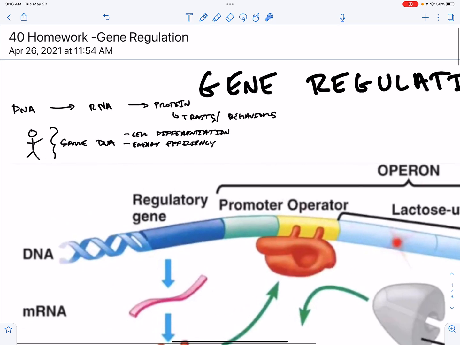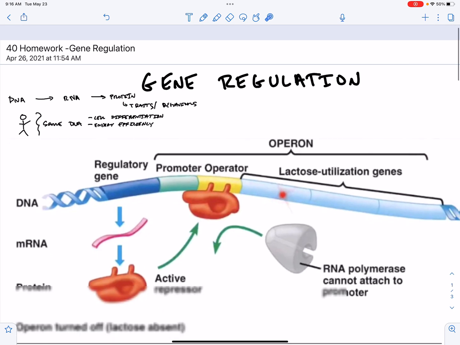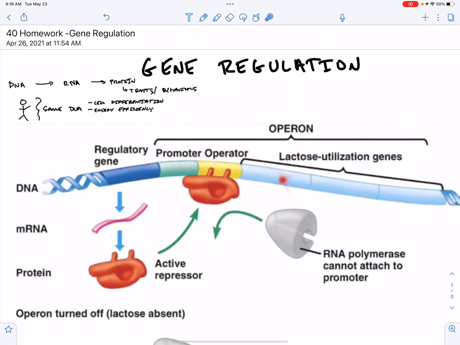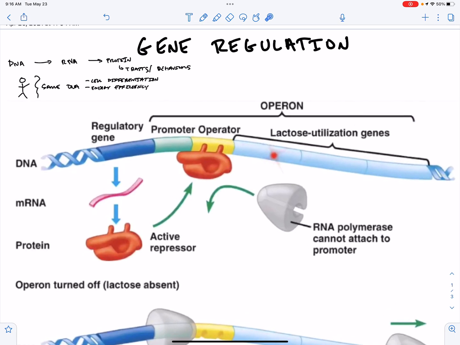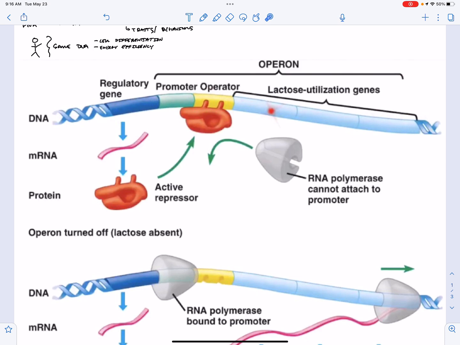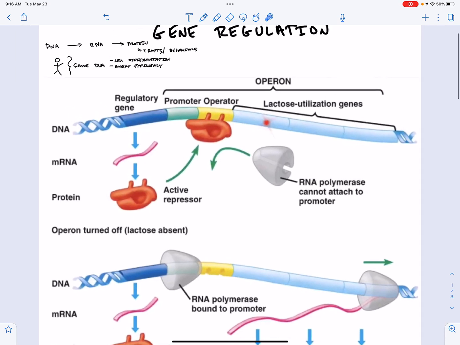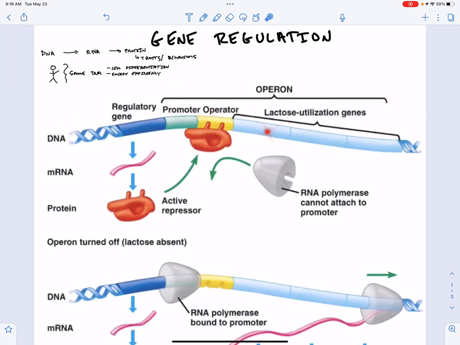Okay, so this is how cells that all have the same DNA can have very different phenotypes, traits, and behaviors, and it's through how the genes are expressed. Know that the example I'm going to give you is a very simple example in bacteria, and gene regulation in eukaryotic systems is much more complex, but starting out with a simple example allows us to extrapolate to more complicated examples later.